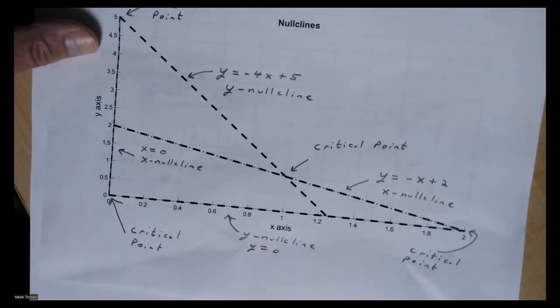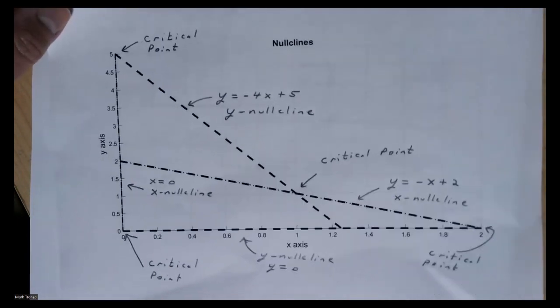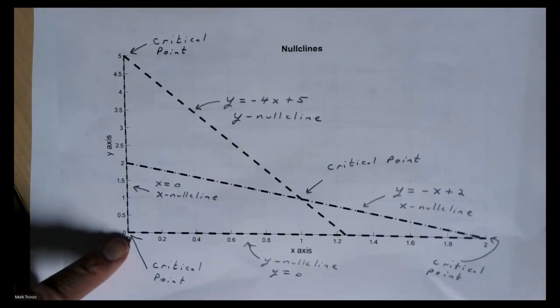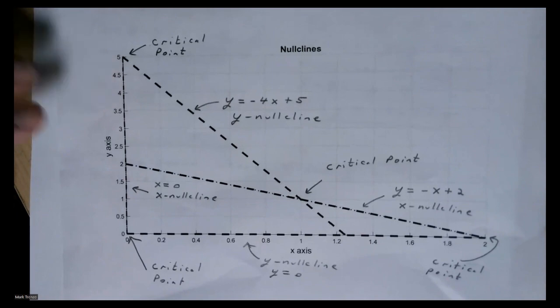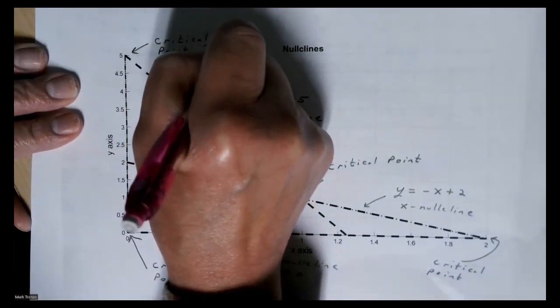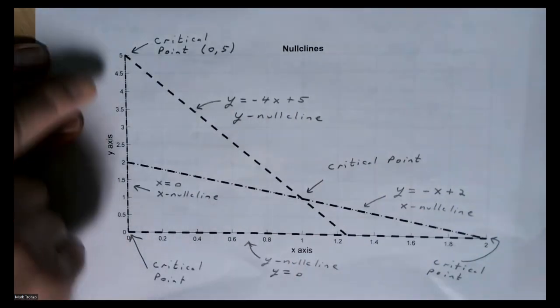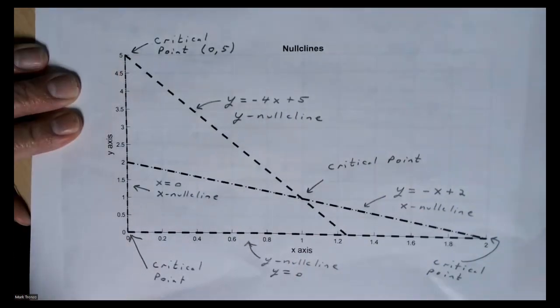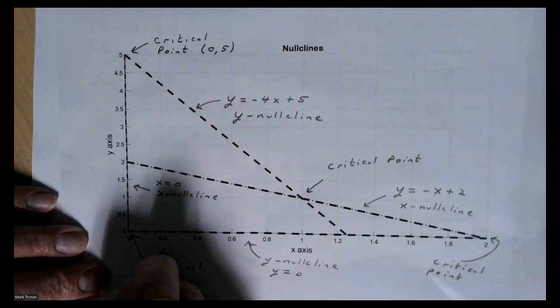So what do we have? The critical points are going to be (0, 5), which was this one up here. Then down here, (0, 0).